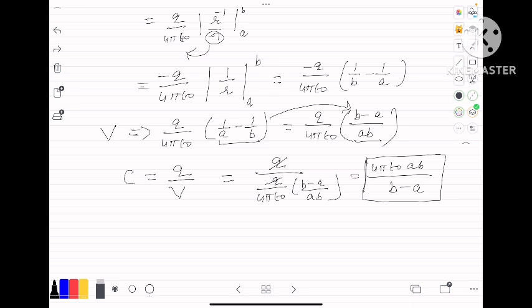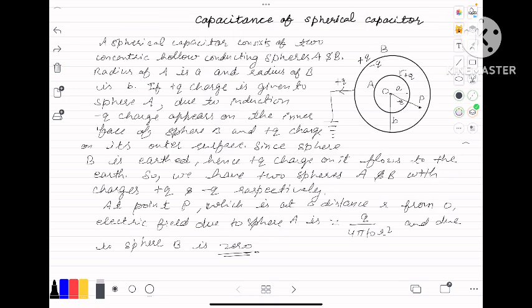We know that a spherical capacitor consists of two concentric hollow conducting spheres A and B. Sphere A is given charge plus Q, and the other one, sphere B, is earthed. Due to plus Q charge on A, induced charges appear on sphere B, minus Q on the inner face and plus Q on the outer surface. Since sphere B is earthed, the plus Q charge on the outer surface flows to earth. So we have only minus Q charge on B and plus Q charge on A.